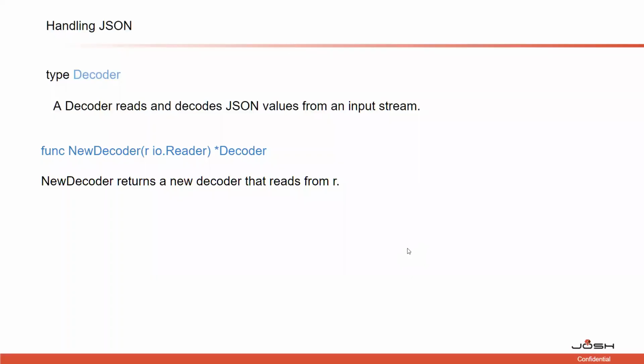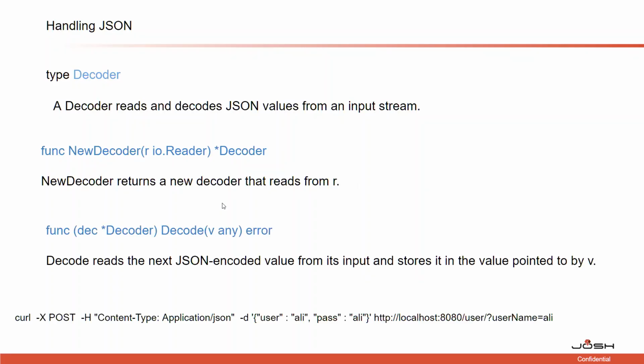Now, how do you get a decoder? There is a function called NewDecoder. NewDecoder returns a new Decoder that reads from r. So to decode a JSON, we'll have to have a JSON input, right? So where does it read the input from? Well, it has a parameter called io.Reader. So you could pass an io.Reader and it reads the JSON and decodes it. To decode it, we call the Decode method on the decoder.